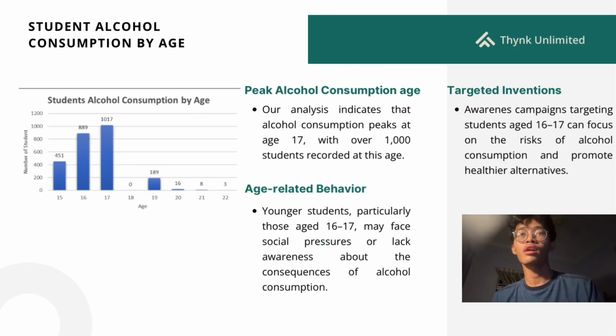Next, we examine alcohol consumption by age across two schools, GP and MS. The data reveals that students aged 17 have the highest alcohol consumption, with over 1,000 cases recorded. Interestingly, no alcohol consumption is reported at age 15, and numbers drop significantly post 18. This trend highlights age 17 as a critical intervention point for parents and schools. Programs focusing on this age group could help mitigate risk and encourage healthier choices.